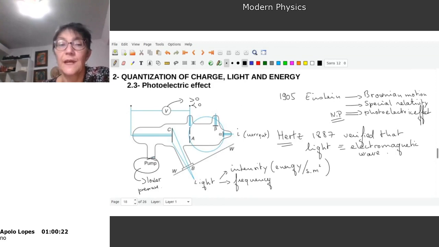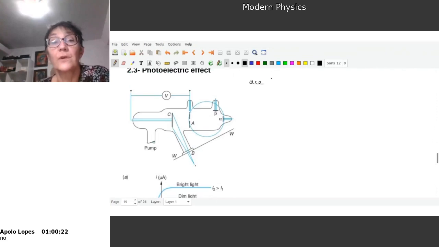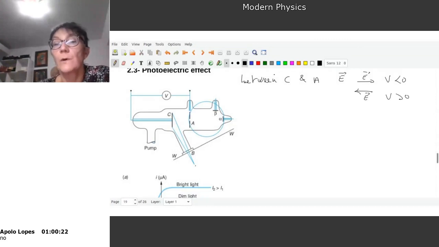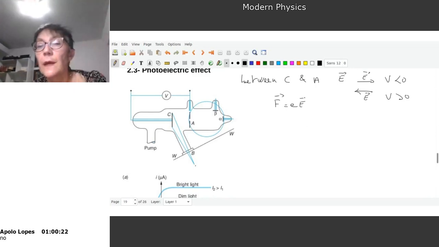What is the acceleration? I will write it. You have a force between the cathode and the anode, for example. You have an electric field E, which is like this if V is negative and like this if V is positive. And so the force on the electron will be F equal to the charge of the electron times E, and E is negative, so I can write it here also with a minus.